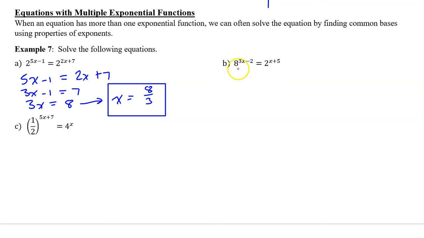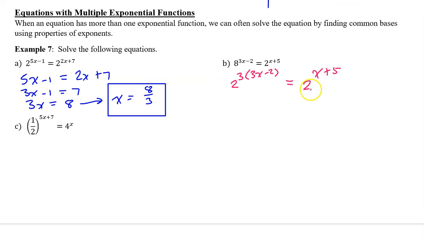For part B, we start with two different bases, but no worries, we can write both of these expressions with a base of 2, because 8 can be written as 2 to the third power. The extra exponent of 3x minus 2 goes right here. So 8 to the 3x minus 2 power becomes 2 to the 3 times 3x minus 2 power. And this is equal to 2 to the x plus 5 power.